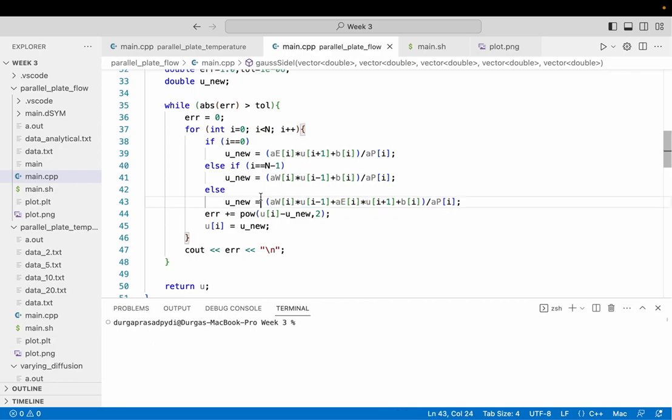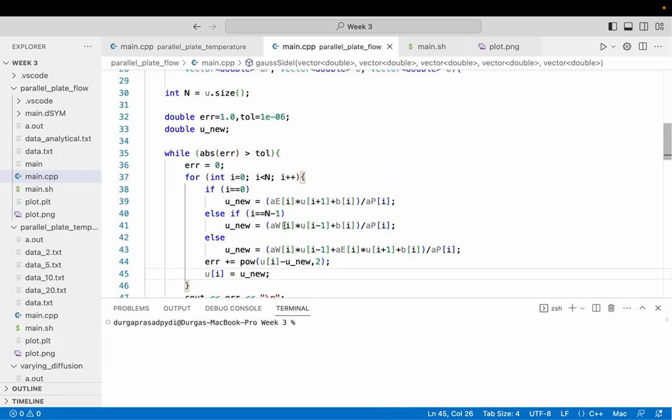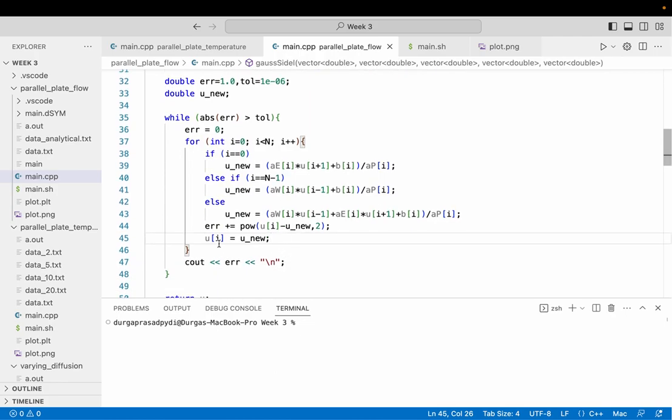So once you calculate the value of u, then you update your error term. The error term is essentially this: ui is not updated till now, so this is the previous value, or your guess value, minus whatever you get currently. I'm just taking an L2 norm. After taking the error, you update your velocity, and then the loop will go back to the while.